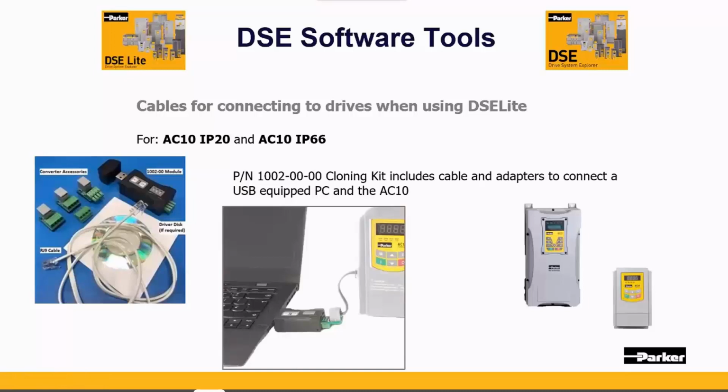And if you've got an AC10, we sell a cloning kit that provides a number of different ways to connect to a PC via the PC's USB port and an adapter and a cable to connect to the drive. And depending on which version of AC10, we have several different adapters that go with it. But that is part number 1002-00-00 to program AC10s, both the IP66 and the IP20 versions, using DSE Lite.